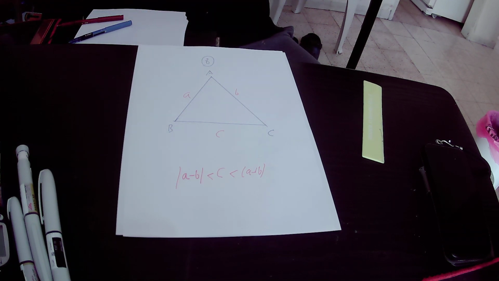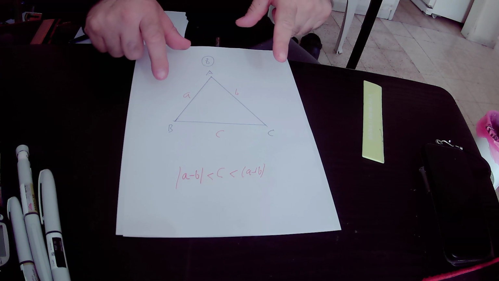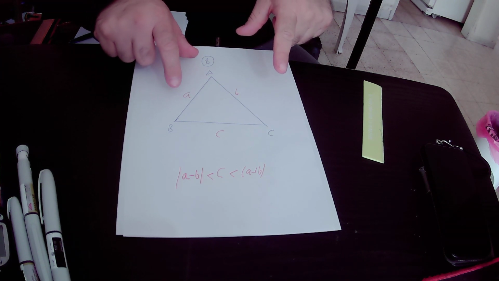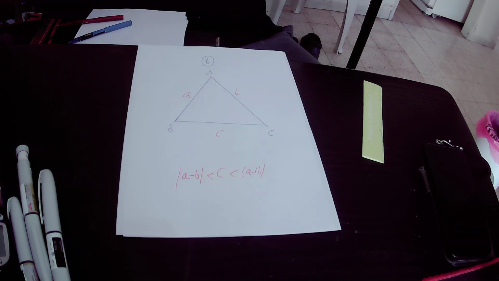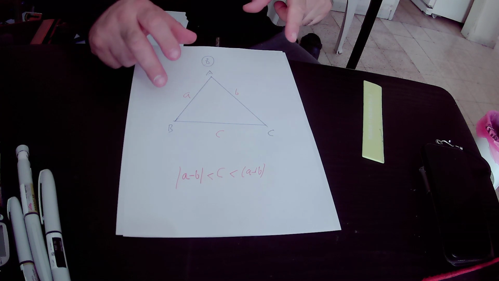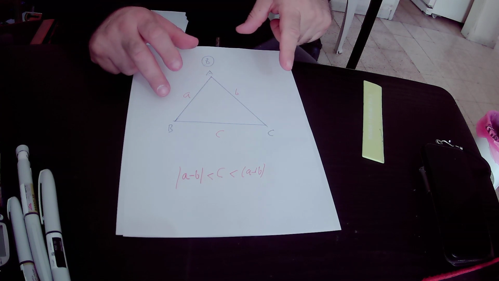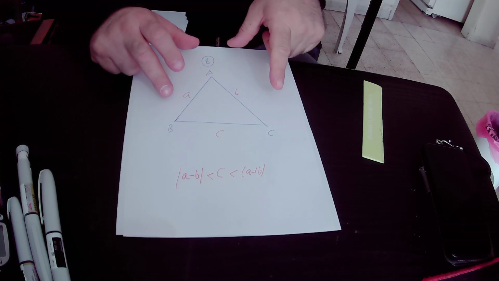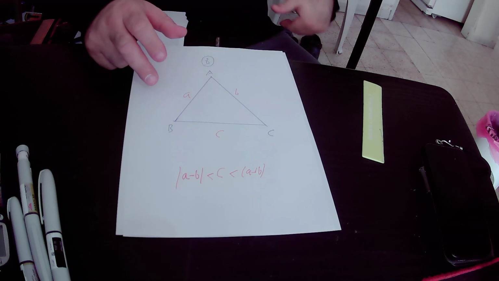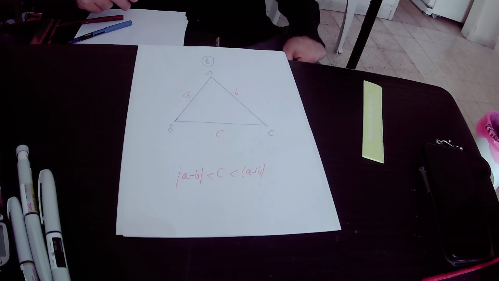So the size of a side of a triangle will always be less than the sum of the other two sides, that is to say, C is less than A plus B, and it will always be greater than the difference between the other two sides, that is to say, C will always be greater than A minus B, or the absolute value of A minus B.